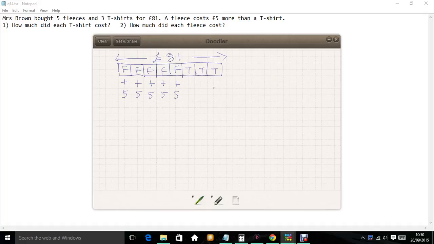So how can I figure out how much each item costs? As I said, at the beginning I was representing them as if they were of equal value, and I added on the £5 here. If I take away all of this amount from the 81, that will leave me with the value of this block, where each portion has equal value. So 5, 10, 15, 20, 25. Let's take 25 away from 81.